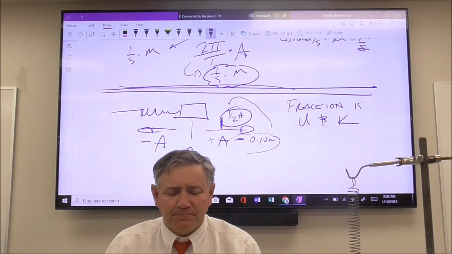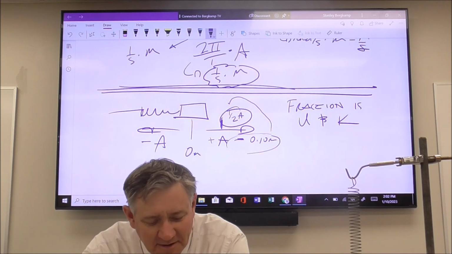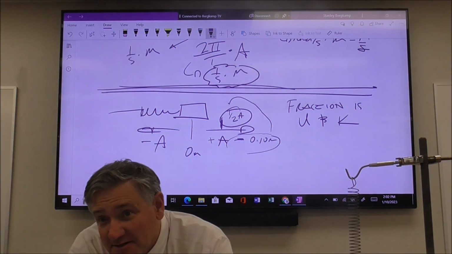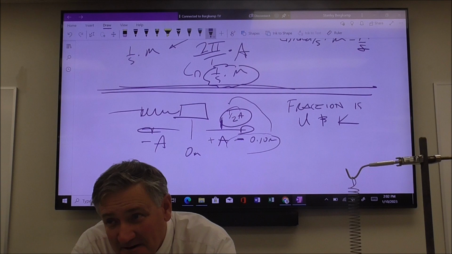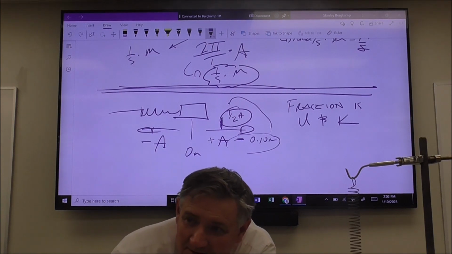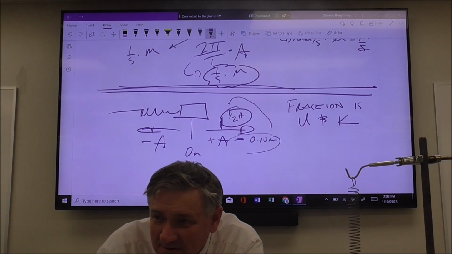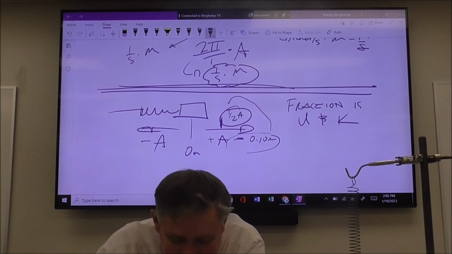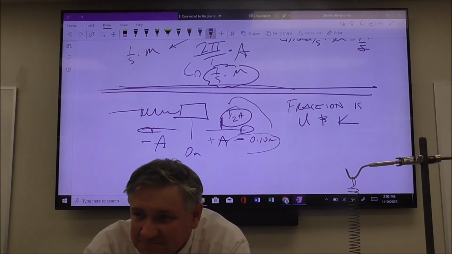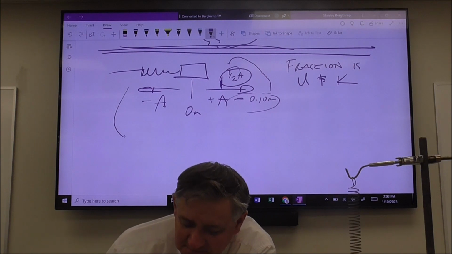Is it 3/4, 1/4? Yes, could be. 2/3. But which one is which? The kinetic energy is 3/4. Why? Because A is squared. So if you square 1/2, you get 1/4. Because you're keeping the other part constant. Okay, let's look at this, right?